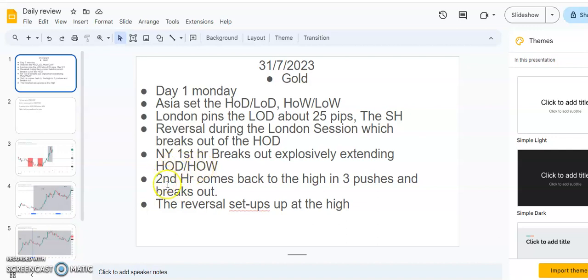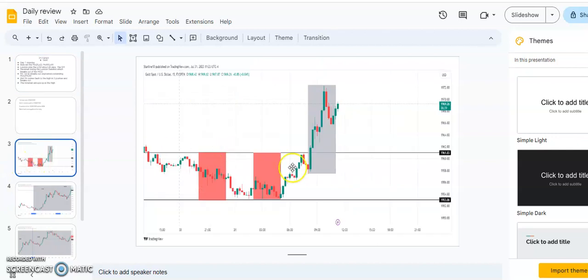So the first hour breaks out explosively, extending the high of the day and the high of the week. And then the second hour comes back to the high in 3 pushes and breaks out again. So this is just a continuation setup, but to me, I call it a 1, 2, 3 stop hunt. And then there was not enough liquidity, so the price again stop hunted in, again a 1, 2, 3 push to the high for a reversal or a stop hunt. That is how I just think.